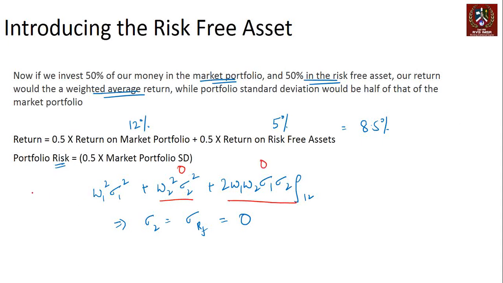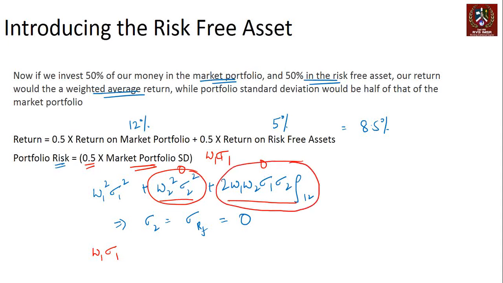So this is the portfolio variance, remember, and consequently the portfolio risk will become nothing but W1 sigma 1, which is the weight of the amount that you have invested in the market portfolio and the standard deviation of the market portfolio. So effectively the risk has become just a proportionate portion because the sigma 2, which is sigma RF, is 0. So both this term and this term become 0 in the equation.